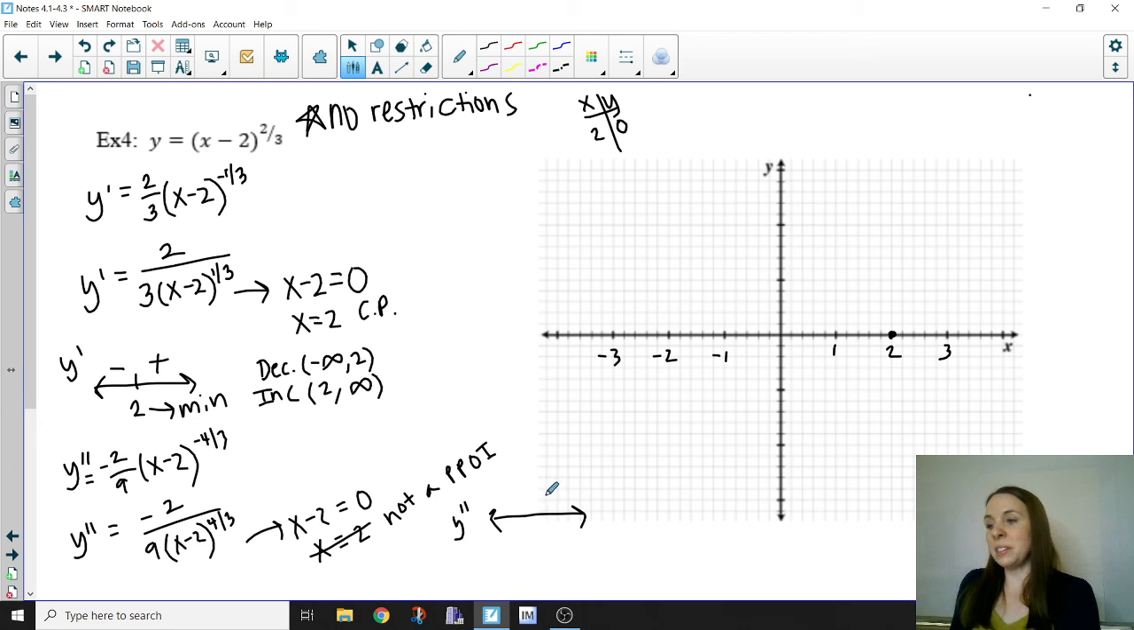Okay, so I'm going to pick 0 because 0 is easy. 0 minus 2 is a negative number. However, I'm raising that negative number to the 4/3 power, right? So an even numerator here would indicate that that's going to change to a positive. Multiplying by 9 keeps it positive, so everything in the denominator is positive. Taking -2 divided by a positive number will then make your value of the second derivative negative. Okay, so the second derivative is negative throughout, which means our graph is concave down throughout.